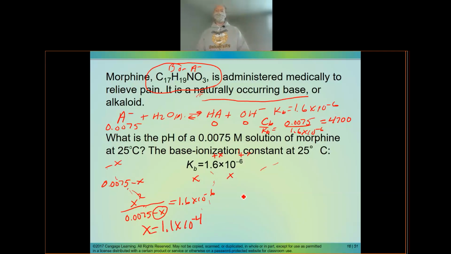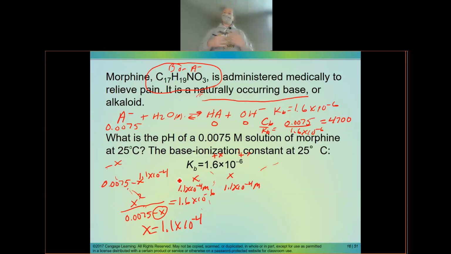All right, so if we want our concentrations, our concentrations are right here. We got to plug X back in. So the HA is 1.1 times 10 to the minus 4 molar. The OH minus is 1.1 times 10 to the minus 4 molar. And our A minus, our weak base, is 0.0075 minus 1.1 times 10 to the minus 4. And when you plug that in, you see that it will change.